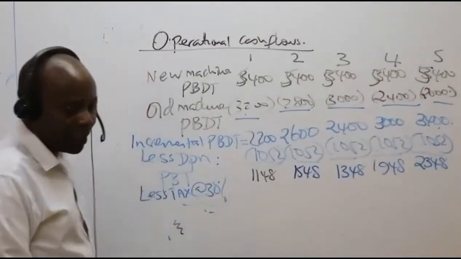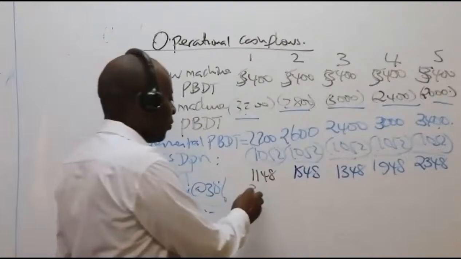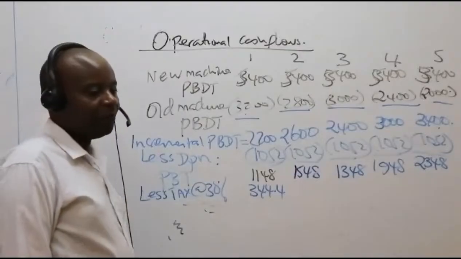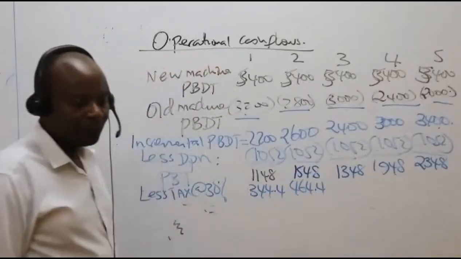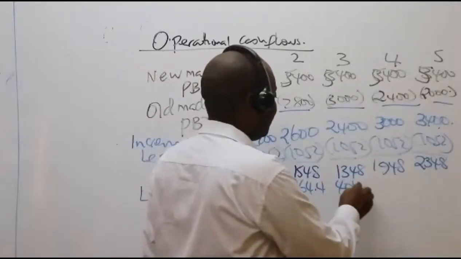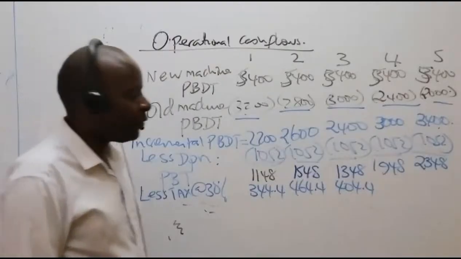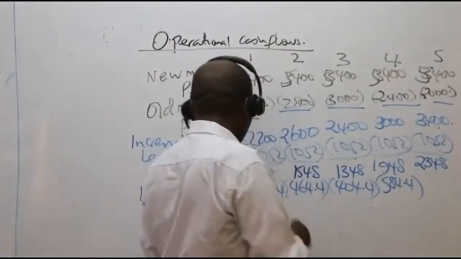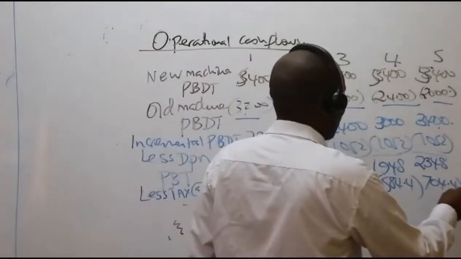So 30% of 1148 gives me what figure? 30% of 1148 gives me 344.4. Then 464.4, 404.4, 584.4, and the last one, 704.4. So subtract like that.